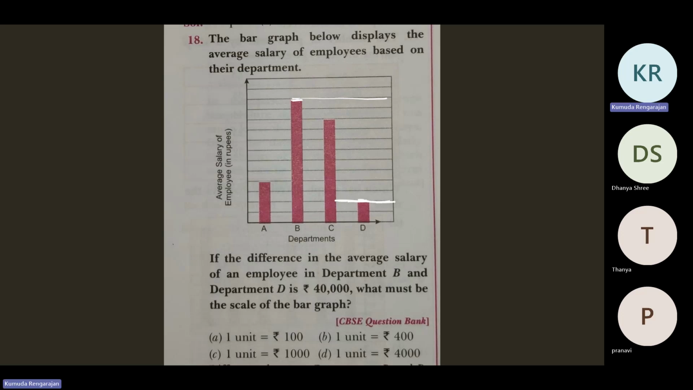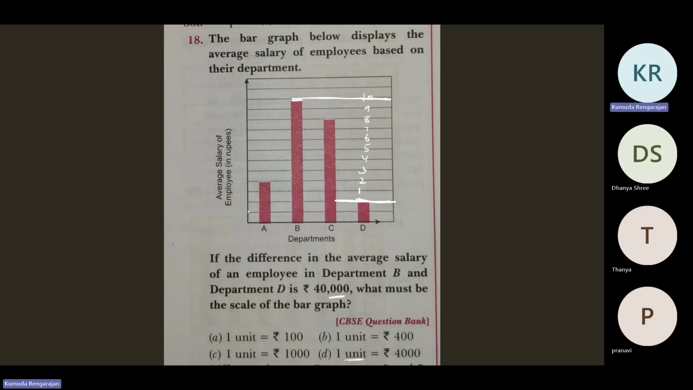See, this is the height of the bar at D, and this is the height of the bar at B. Now count after this one. So 1, 2, 3, 4, 5, 6, 7, 8, 9, 10. Okay. Now what is the difference? 40,000. So 40,000 by 10. 4,000. So 1 unit should be 4,000 rupees.